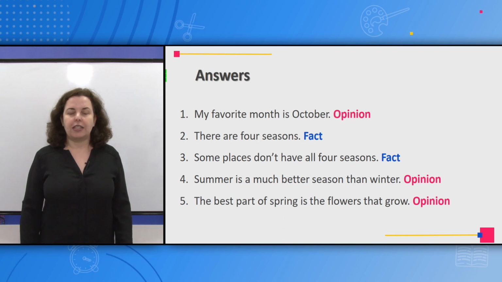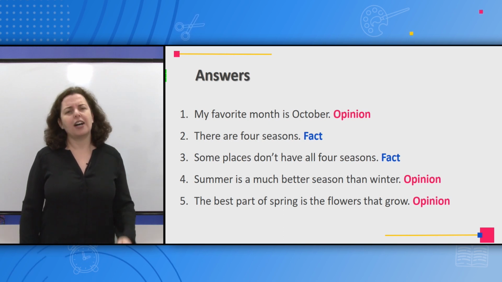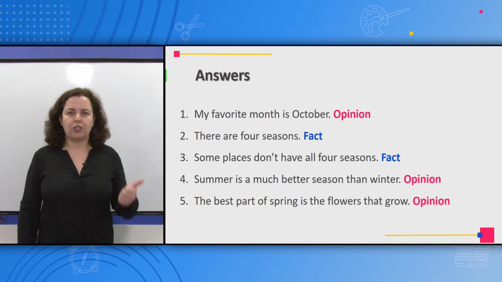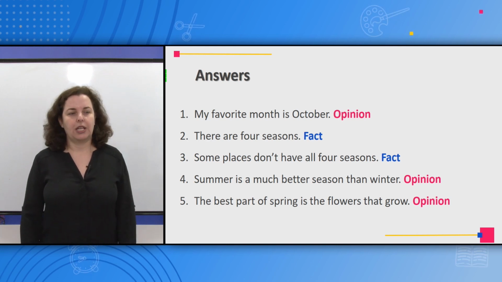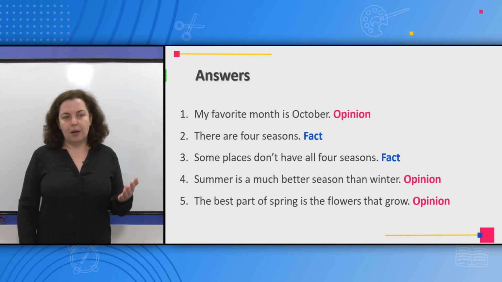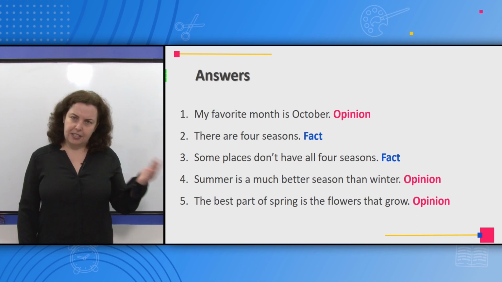Number 2, there are 4 seasons. That's a fact. Winter, summer, spring, autumn or fall. Number 3, some places don't have all 4 seasons. That's a fact.